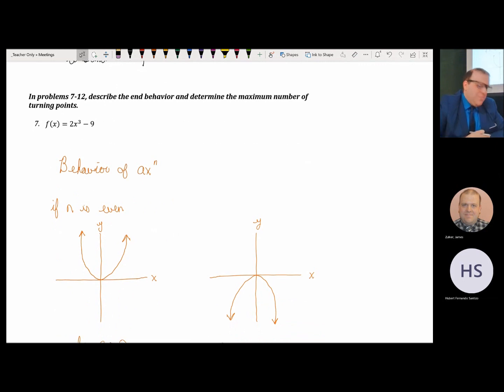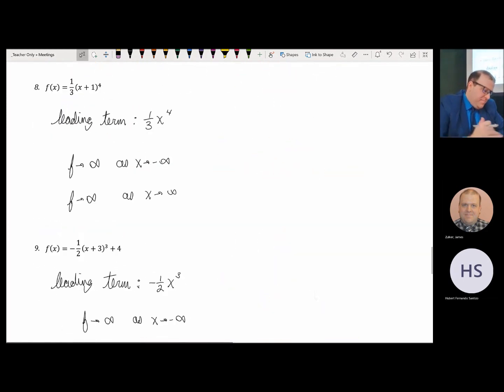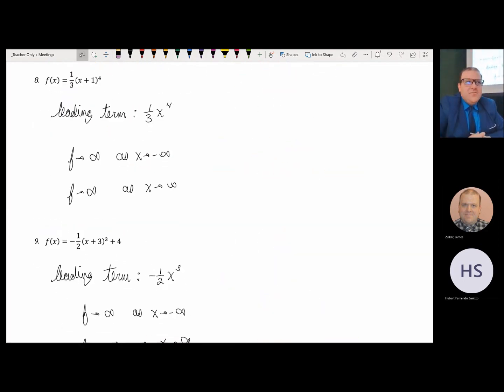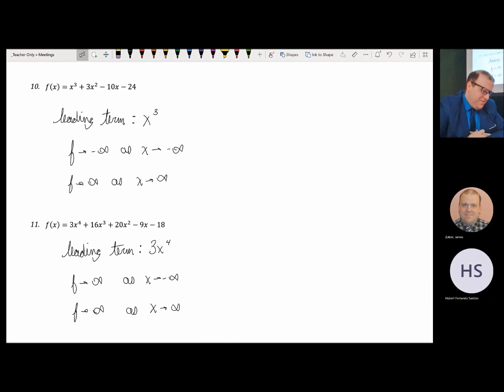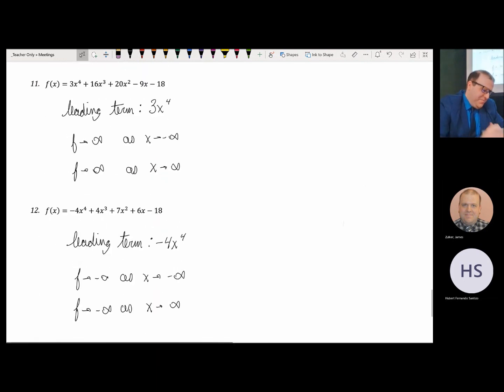So what's the maximum number of turning points for number 7? 2. The exponent minus 1. 8. 9. 2. 10. 2. Sorry, I was looking at 11 at first. 11. 3. 12. Okay. Maximum number of turning points. Hear that again?